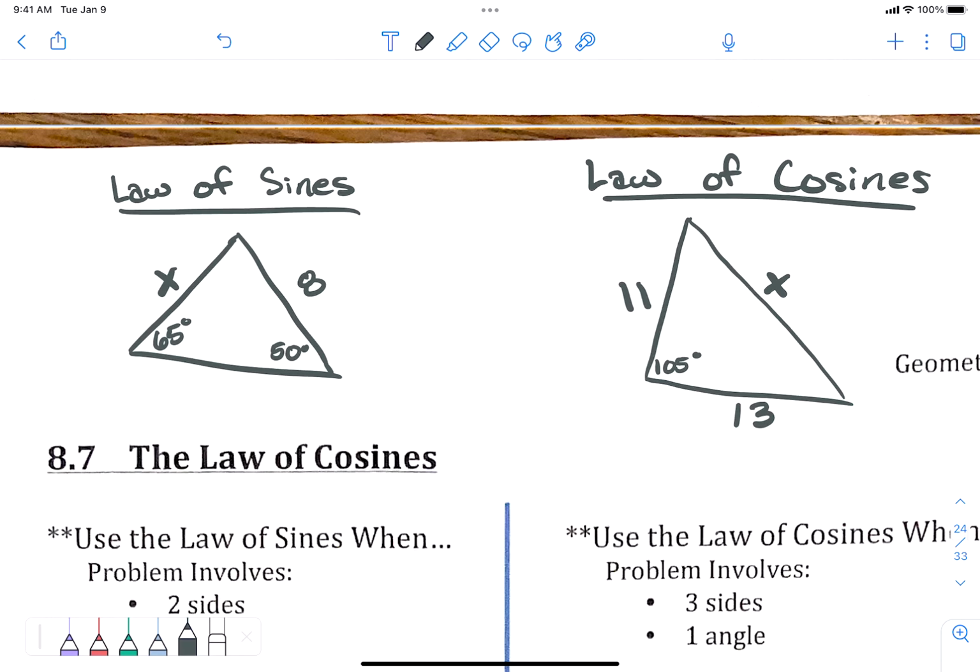I'll give you a second to do that real quick. And it doesn't have to be perfect. Do a little rough sketch.